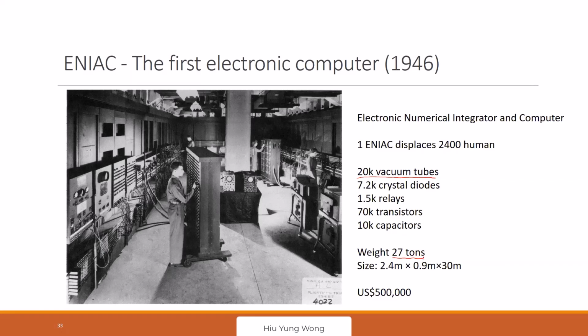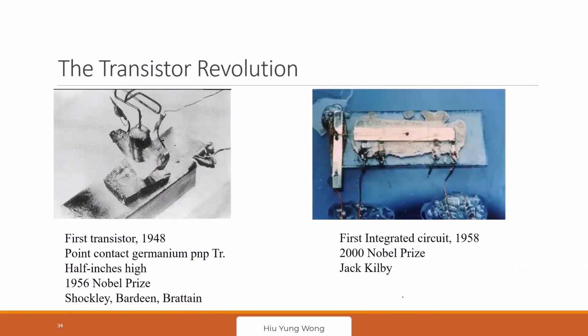But still, you see there's a big improvement from the first difference engine to the first electronic computer. And it is very expensive, of course, $500,000 at that time, right? And 27 tons. But the most important breakthrough for human beings is actually the transistor invention.